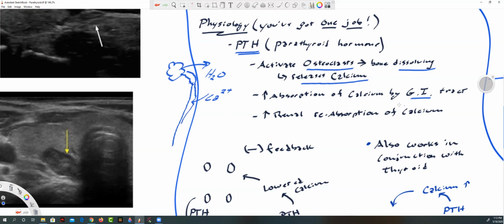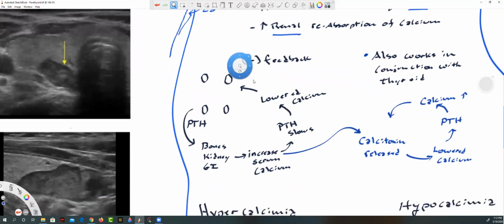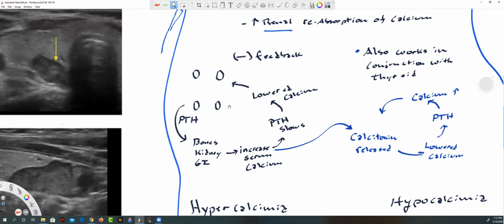So GI and renal are, well, the GI draws more calcium in from what you eat. The renal reabsorption makes sure that you don't expel too much calcium through your urine. So that's what that does. I think I said that right. I know I said it right eventually.